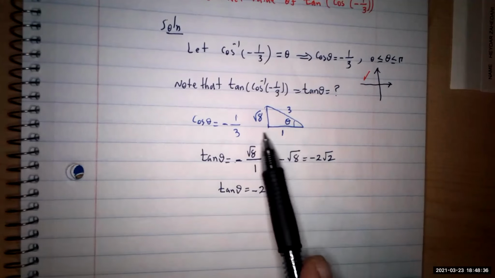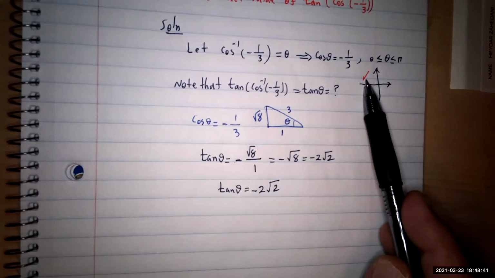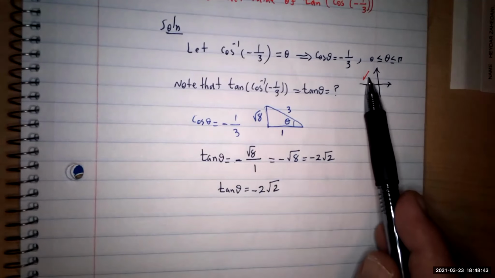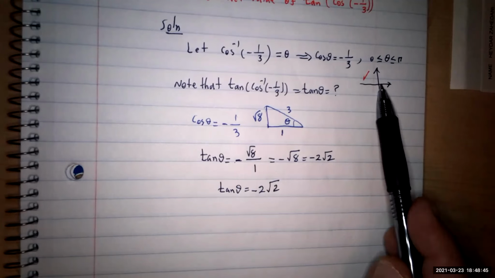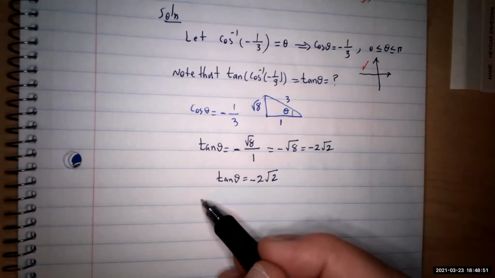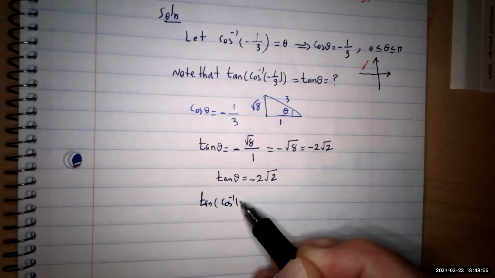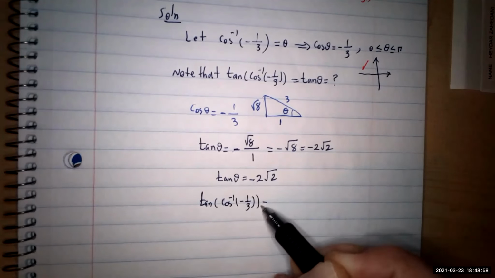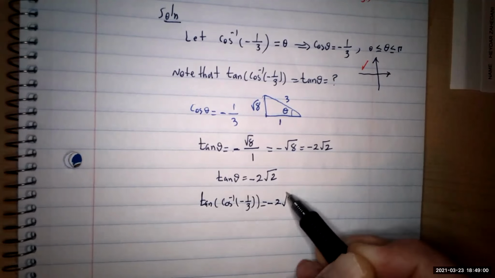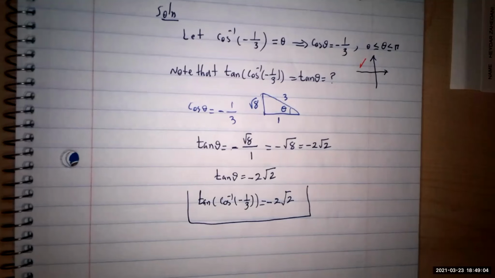So what I did, I know the position. I know that the theta is here because the cosine is negative. So I'm in the second quadrant. So the tangent must be negative. So that's it. So the tangent of a cosine inverse of negative 1/3 is going to be equal to negative 2 radical 2. The final answer. Okay, any question?